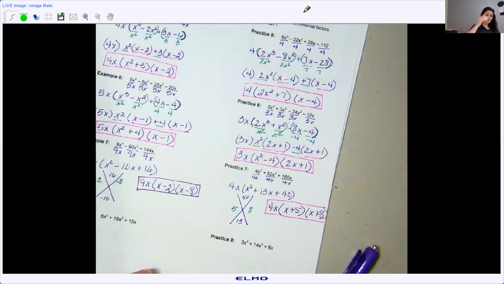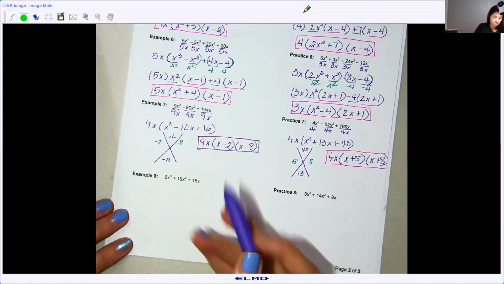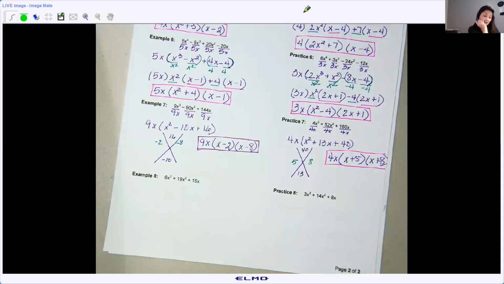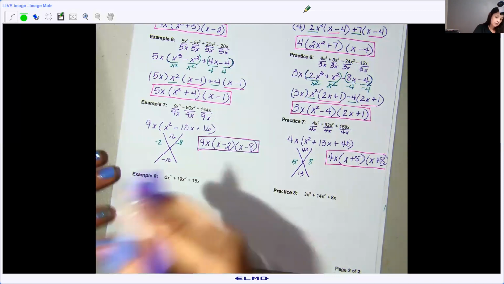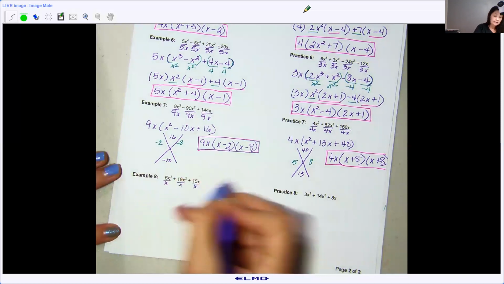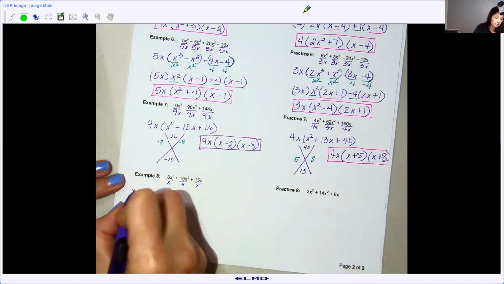Okay. All right, let's look at this one. Okay, on this one, the only thing that I can pull out is an x. Everything else has to stay. So we're going to divide everything by an x. And then that means our leading coefficient is no longer 1, and we will have to use the box.